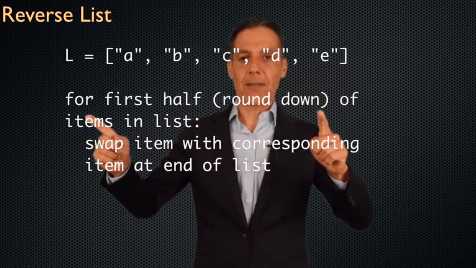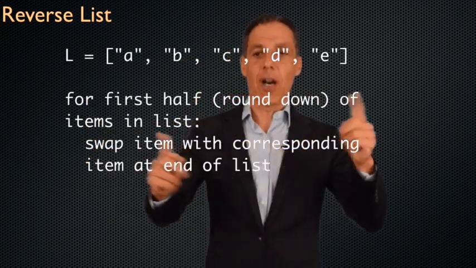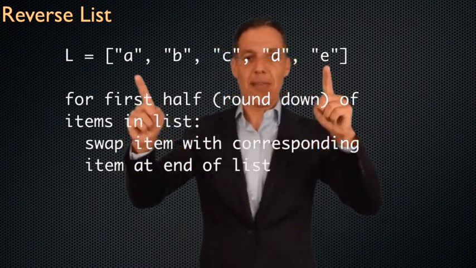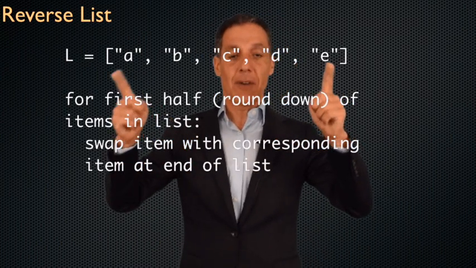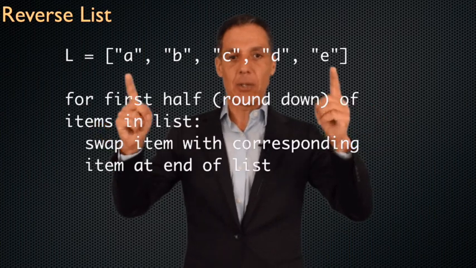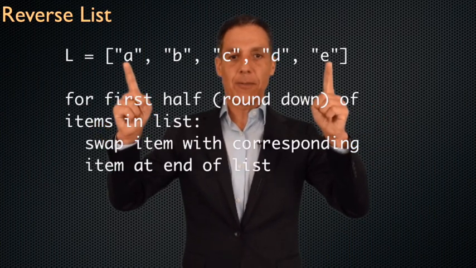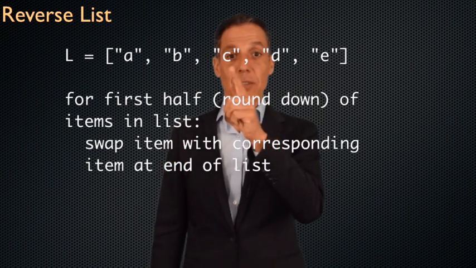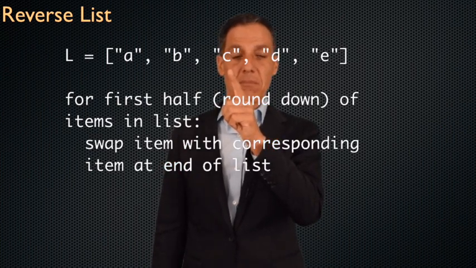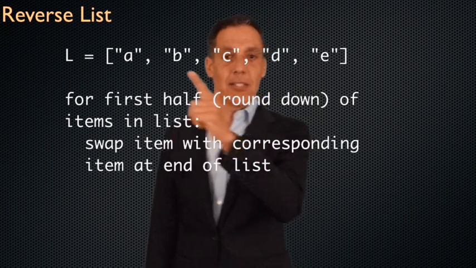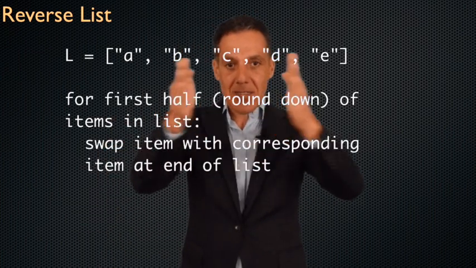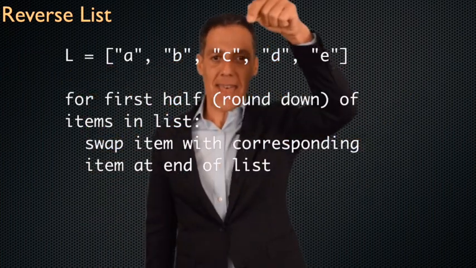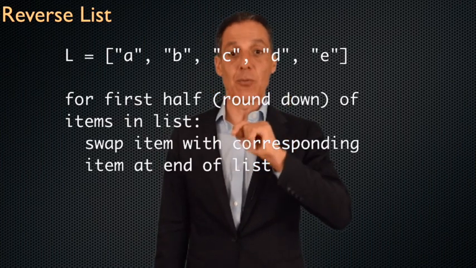For the first half, round down, of the items in the list. So let's see what I mean by that. So this has an odd number. 5 divided by 2 is not an even number. Let's see what happens, though. I'm going to flip these 2. I'm going to flip these 2, and what happens to C when there's an odd number? Nothing. There's nowhere to go. It stays put. And so all I have to work on is these 2 elements, and that item can stay in the middle, so I can round down.